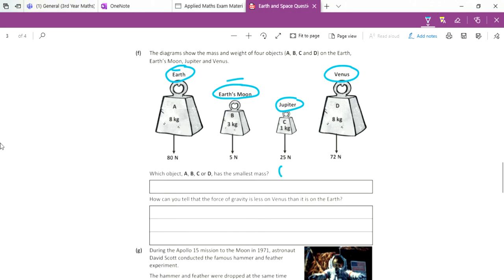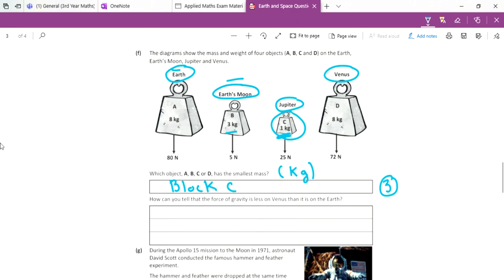Well, remember, mass is measured in kilograms, and in the last homework quite a few of us were getting that wrong, so mass is always measured in kilograms. So the smallest mass would be this object here, because it only has a mass of 1 kg, whereas this one has 3 kg and the other 2 have 8 kg. So it would be block or object C, and that's worth 3 marks.